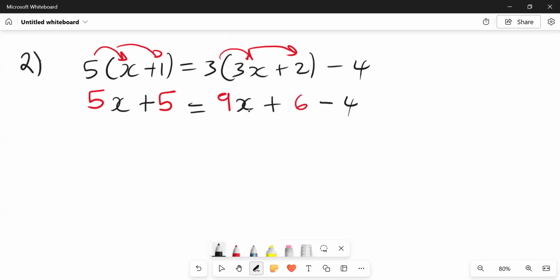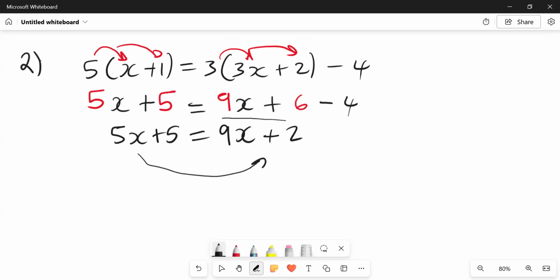Now let's try and simplify our left-hand side. So basically you have your 5x plus 5 equals 9x. 6 minus 4, that's plus 2. Right? And then from there, the only thing that you can do at this stage, you can subtract 5x and 2 both sides. That's the first thing. Or you can transpose 5x to the right-hand side while transposing 2 to the left-hand side.